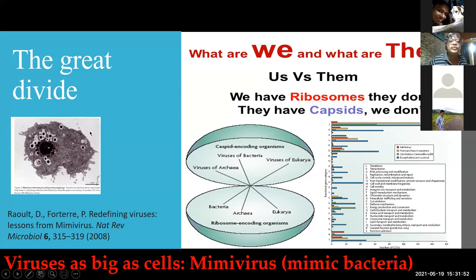But what do they not have, and what do we have that they do not have? The answer is probably that maybe you can classify all living organisms. So we now consider the virus too as a living organism. The only difference is that the virus is an organism that doesn't have ribosomes, and they have capsids. And the other way around, all cellular forms of life are organisms which have ribosomes, but they do not have capsids. So for every domain of life, there will be the ribosome-encoding organisms, and there will be the capsid-encoding organisms. So they go hand in hand.